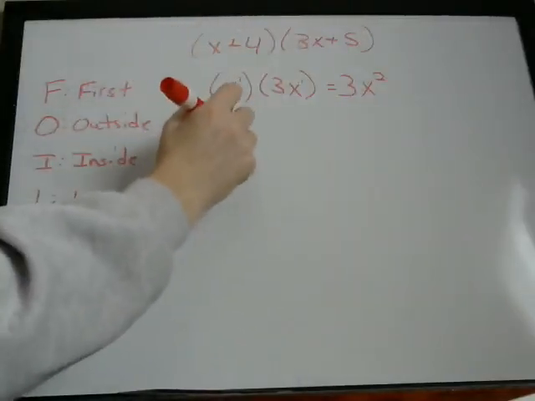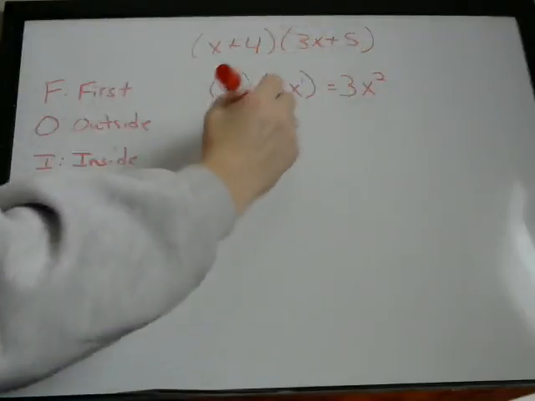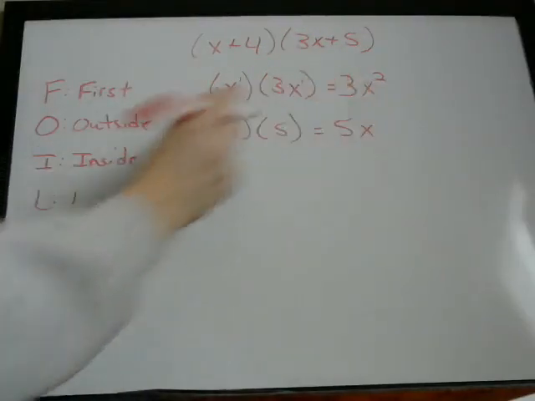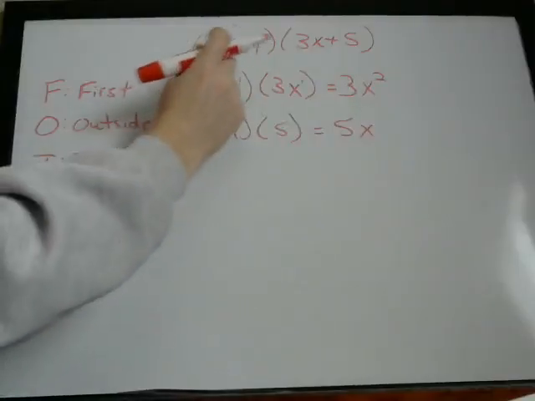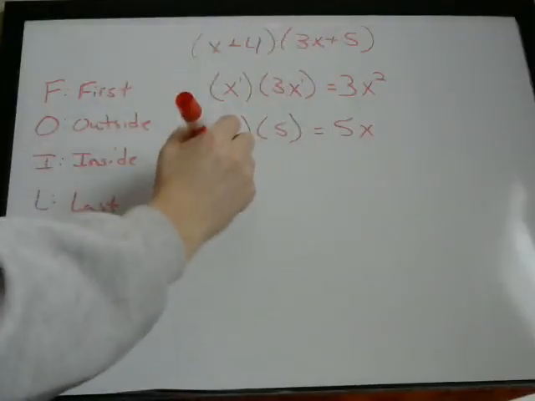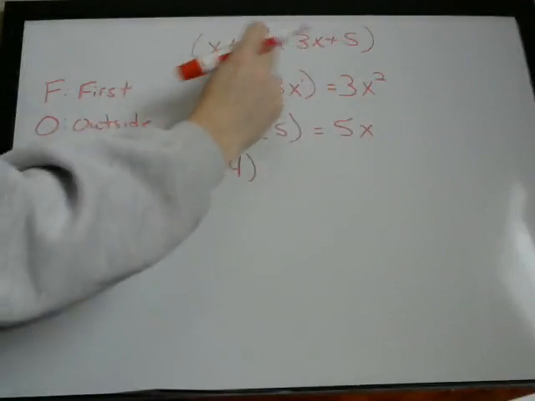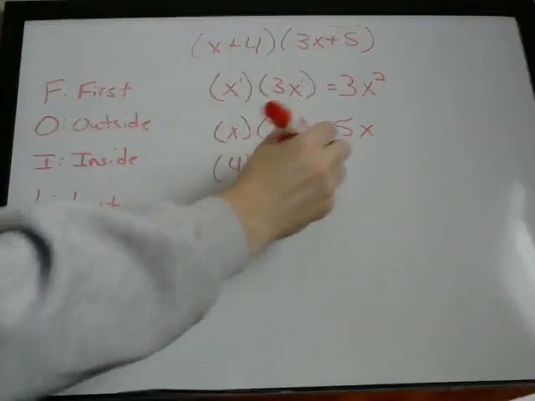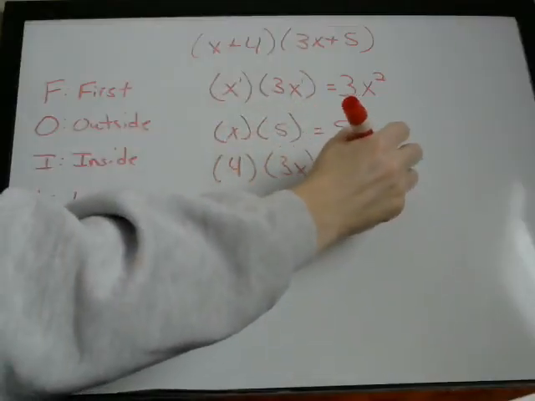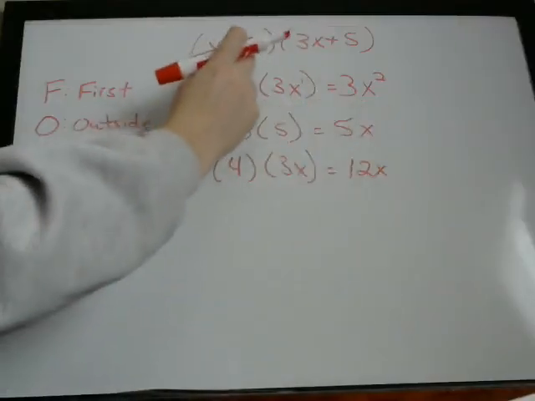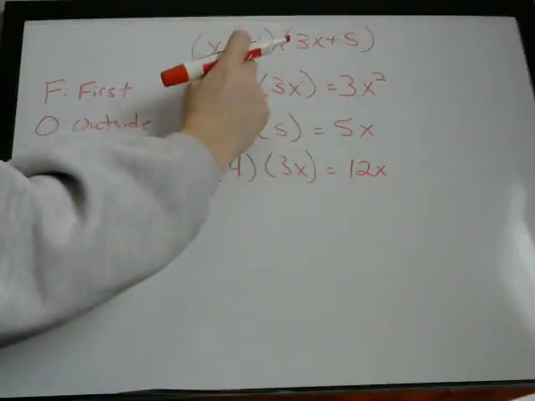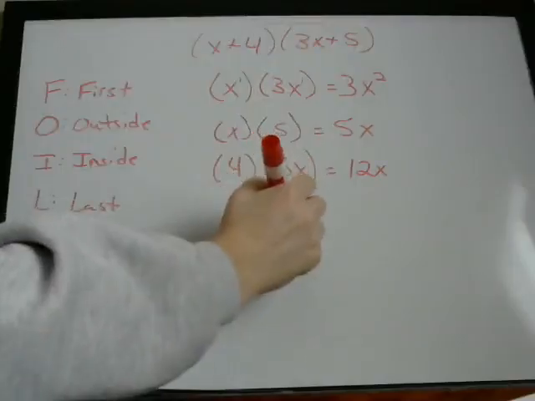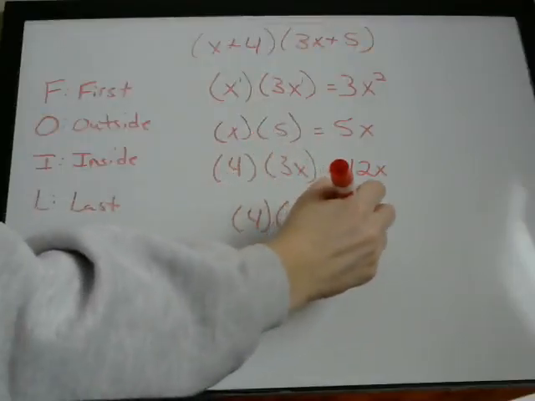Outside, so we take this outside one and that outside one. x times 5 is just 5x. Then we look at the inside, so we're looking at the two closest ones. 4 times 3x. 4 times 3 is 12, so this is just 12x. Last, you look at the last component of each of the parentheses, which is 4 and 5. Multiply those together. 4 times 5 is 20.